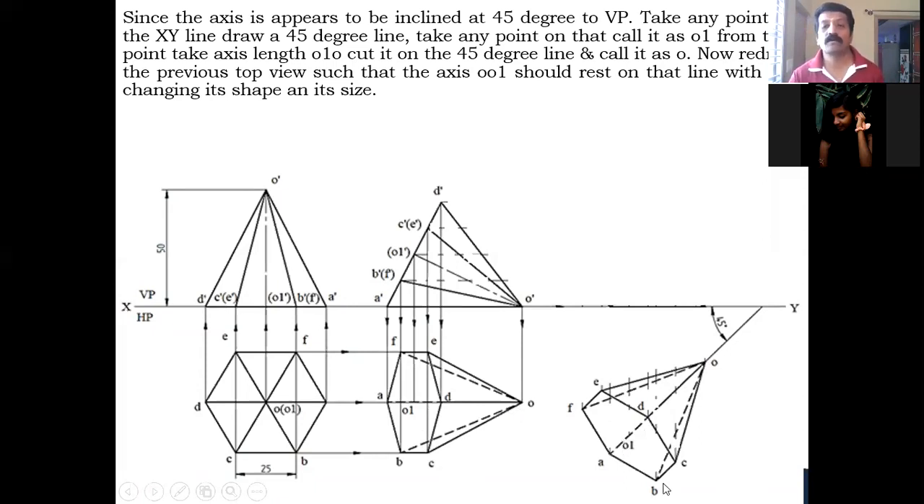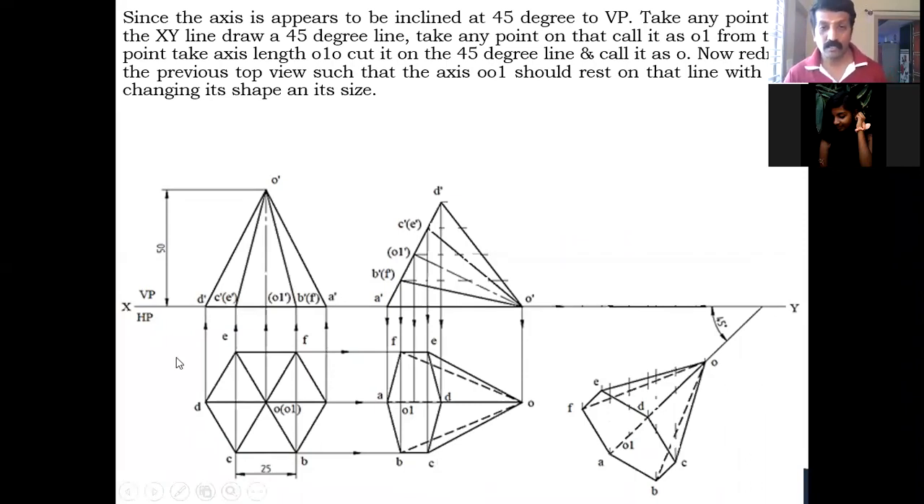So O1 I got. Same, the line O to D distance you take, cut it here, and O to A distance also you take and cut it here. Four points we get. The remaining four points, how to get them? The box method or arc method, whichever is the easy method for you, you can do it.